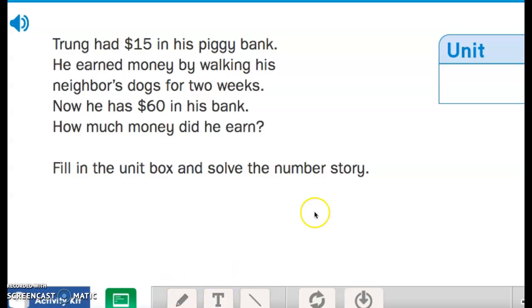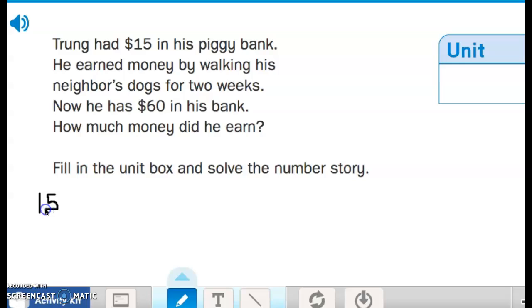So today we're thinking about money. And what do we know? We know that Trung had $15. So I'm going to write over here 15, because that is what we know he had. He had $15 to begin with, but then he walked somebody's dog. And now he has a lot more money. He doesn't have 15 anymore. What does he have? He has $60. So the question is, how much money did he earn from walking that dog?